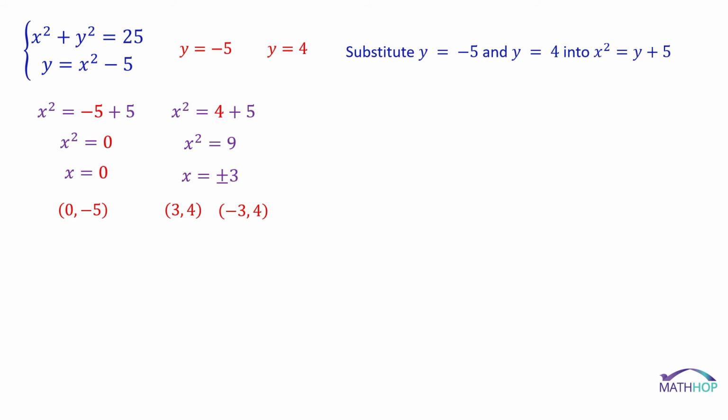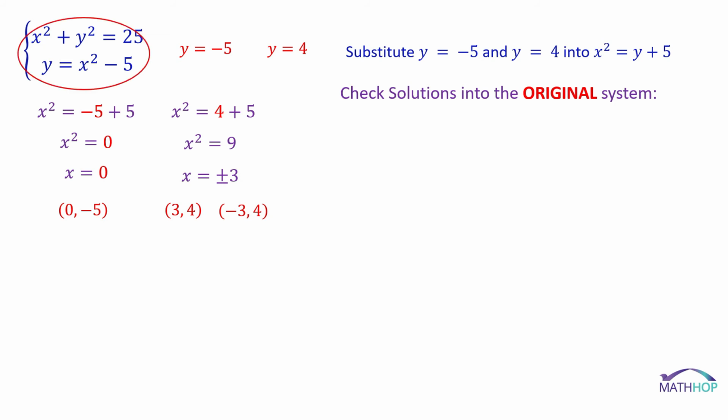So we are going to check all of these points. We'll check all three into the original system. Where's the original system? Right up there. All right, let's check 0, negative 5 first. So 0 squared plus negative 5 squared, that's 0 plus 25, it equals 25. Now looking at y equals x squared minus 5, negative 5 equals 0 squared minus 5, so negative 5 equals negative 5. That is true.